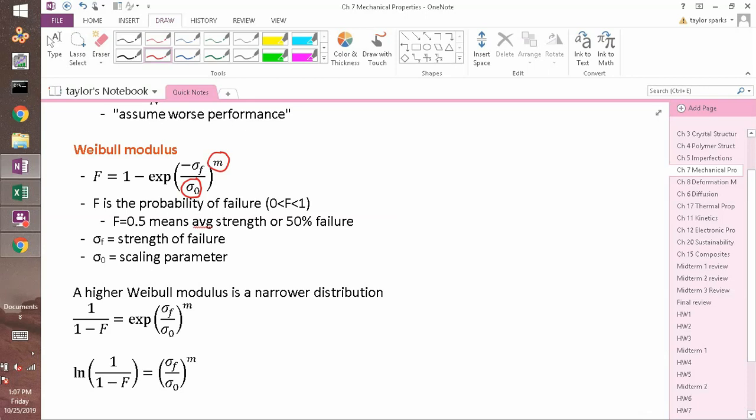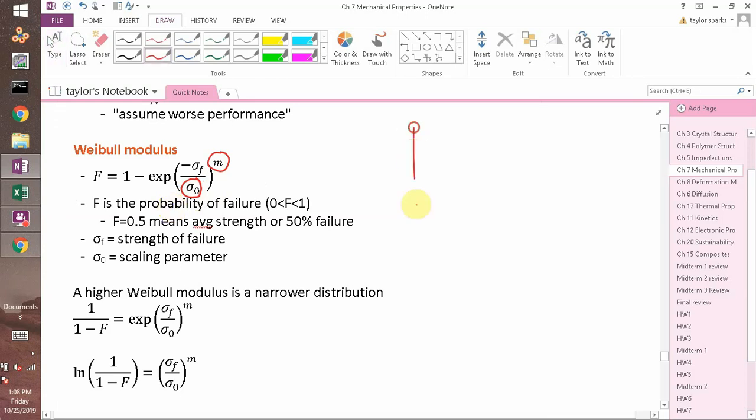Okay? What do these numbers actually mean? Well, the sigma naught is sometimes called not only the scaling parameter, but sometimes they call it the characteristic strength. And then the Weibull modulus, what does it mean? A test set that has a higher Weibull modulus is going to have a narrower distribution. A narrower distribution. What do I mean by that?